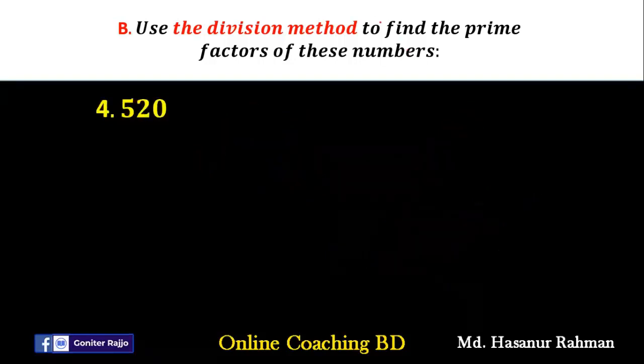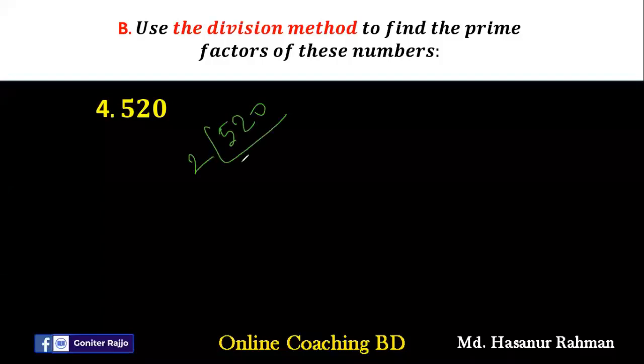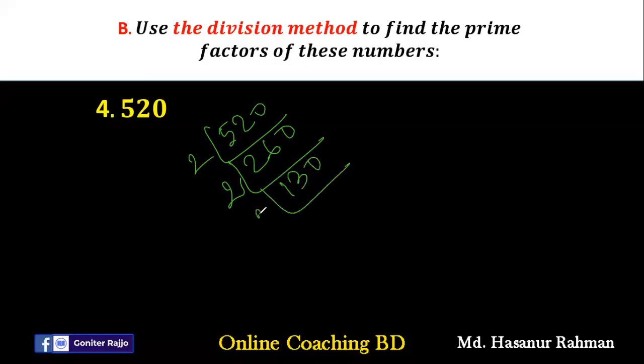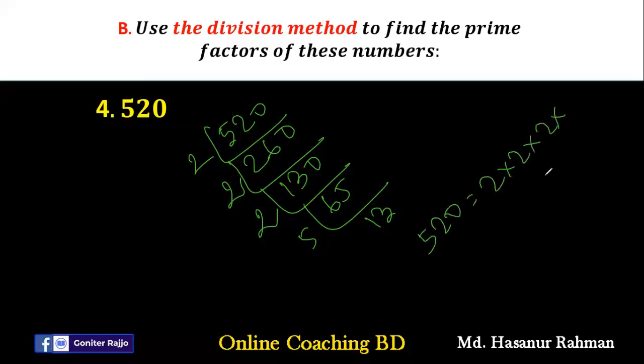Now our next problem. Our next problem says 520. So at first we have to divide 520 by 2. What will it be? 2 2s are 4, 2 6s are 12, 0. Again we have to divide 260 by 2. It will be 130. Again we can divide 130 by 2. It will be 65. We can divide 65 by 5. It will be 13. So we can express 520 in this way. 520 is equal to 2 multiplied by 2 multiplied by 2 multiplied by 5 multiplied by 13. So we can say the prime factors of 520 are 2, 2, 2, 5, 13.